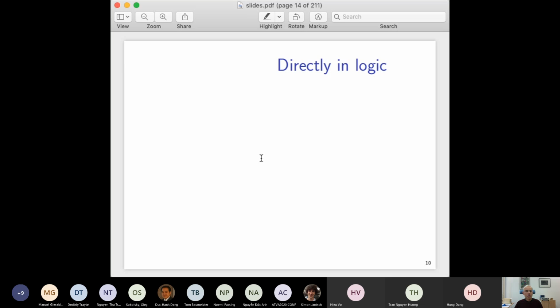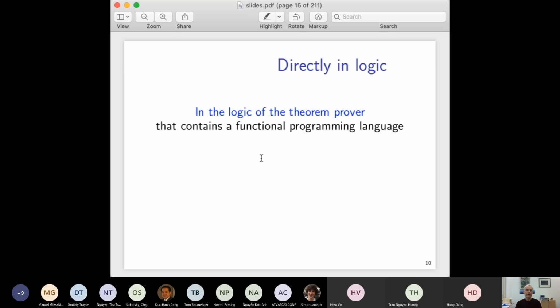And there's the most immediate method: directly in logic. That is, the theorem prover has a logic and you use that logic to formulate the program. And why that works is that many of the theorem provers contain a functional programming language as a sub-language of the logic, and then you can actually use the logic, or rather that sub-language, to formulate your algorithms. So that's very appealing, and that's also the most popular approach in this survey. For different kinds of applications, it may not be so popular, but here it certainly is.